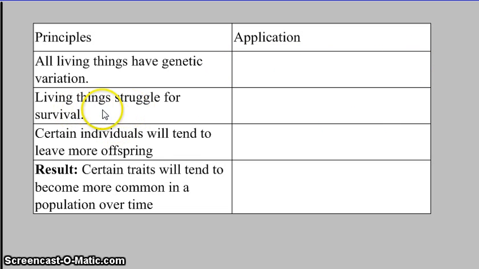How do katydids show that living things struggle for survival? What is their struggle? How are they struggling? A description here. How do the katydids show that certain individuals tend to leave more offspring, and so on? Take a few minutes, finish that. When you are done with that, when you feel like you have written what you consider to be a good, complete answer, I want you to come back to the video and I will show you what I consider to be complete answers. So please pause the video now and return when you are done.